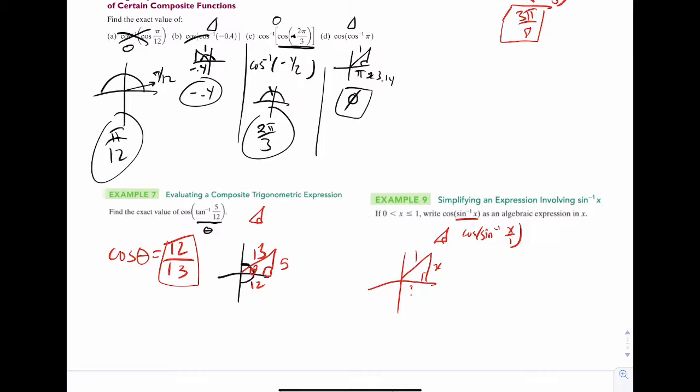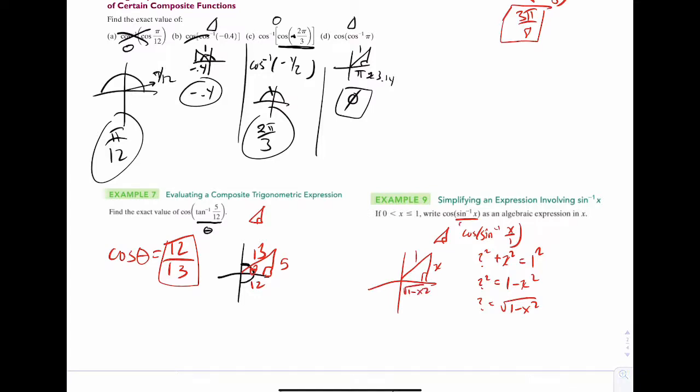If you're good at this, you might be able to do it in your head. Otherwise, just write out what I'm going to write out here. Question mark squared plus x squared equals 1 squared by the Pythagorean theorem. So question mark squared should equal 1 minus x squared. The question mark should be the root of 1 minus x squared. So I'm going to erase that. This should be the root of 1 minus x squared.